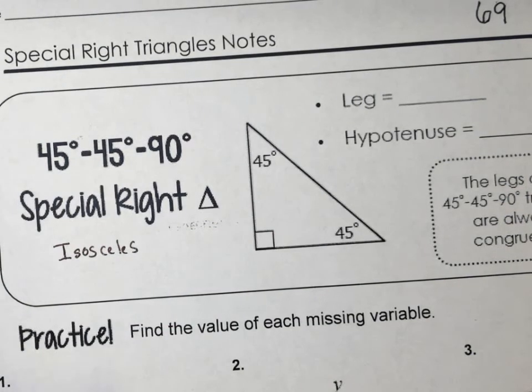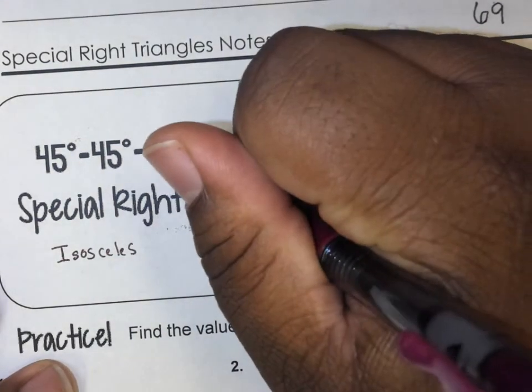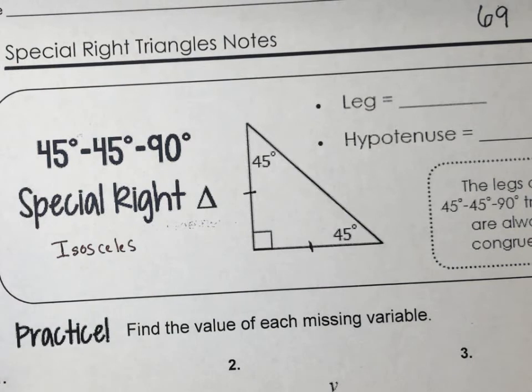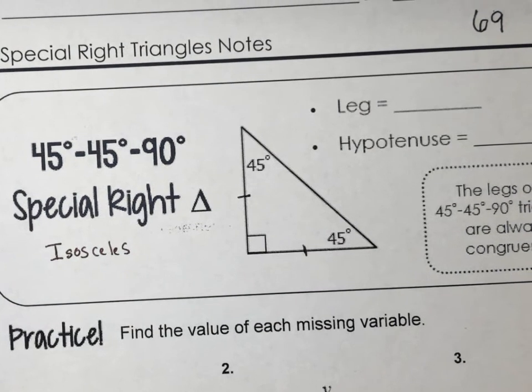Isosceles meaning two of the sides are the same. Y'all should be able to see what two sides are the same. Side right here, and this side right here. In our isosceles triangle, and specifically in the 45, 45, 90 triangle, we consider these two sides to be our legs. These two legs are the same. They have the same value.